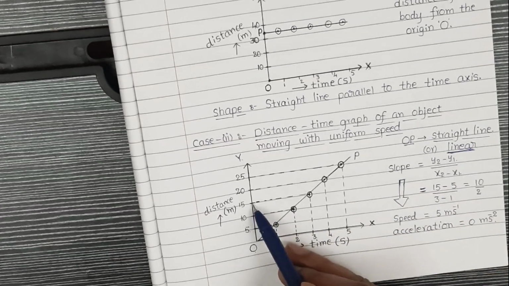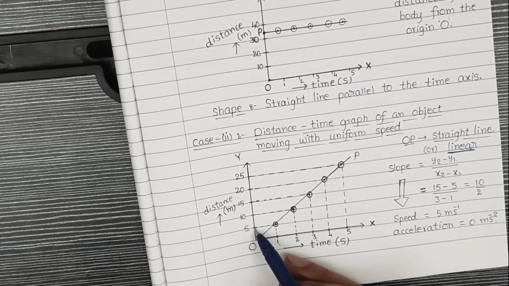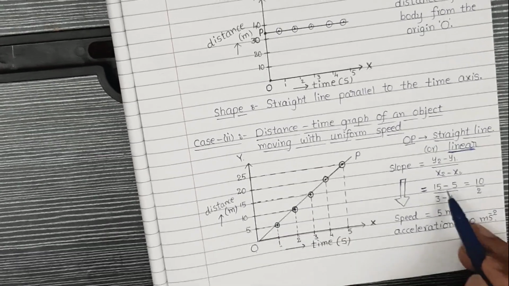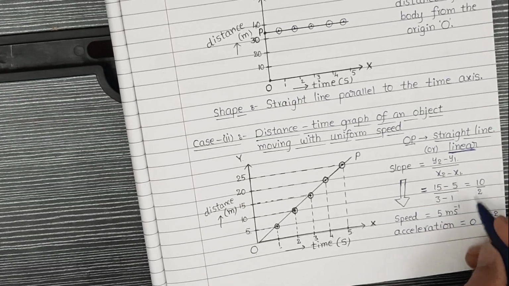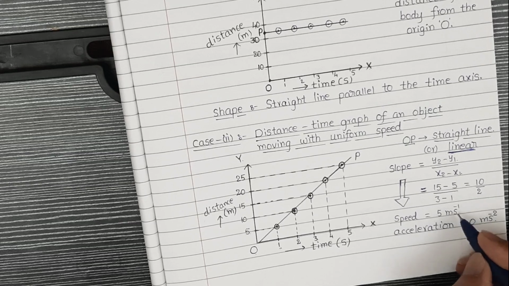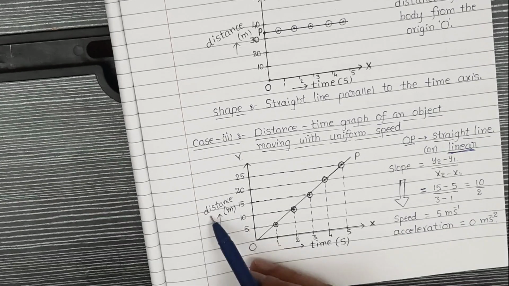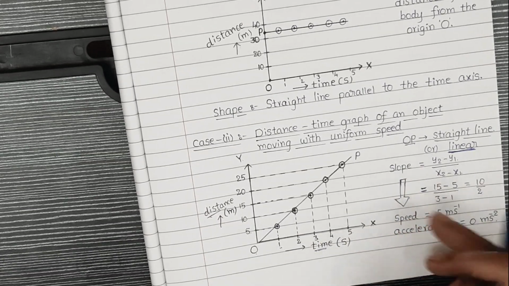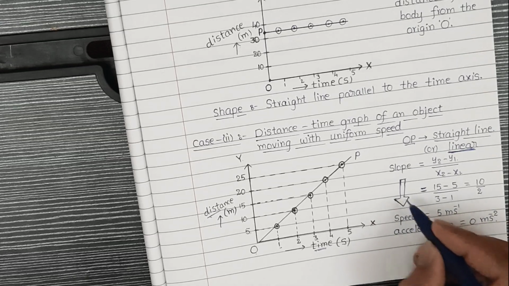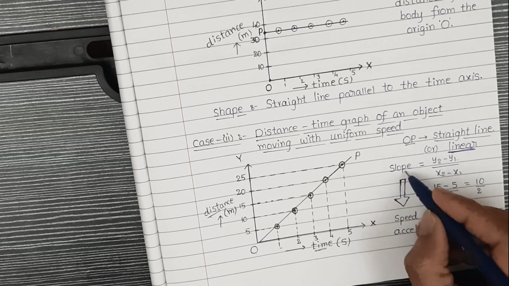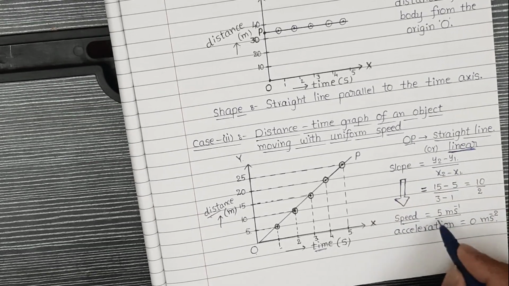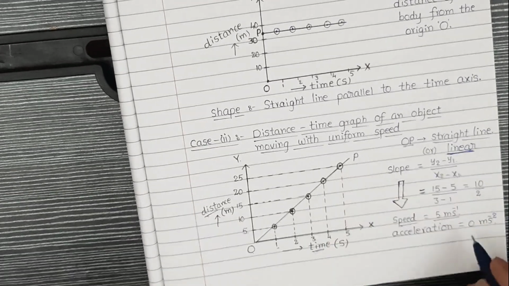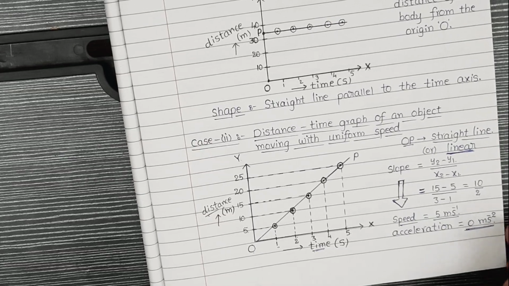So y2 is 15, y1 is 5. The corresponding x2 value is 3 and the corresponding x1 value is 1. So y2 minus y1, 15 minus 5, by 3 minus 1, we get 10 by 2, which is 5 meter per second. If you see clearly, we are dividing distance by time. Obviously the slope, distance by time, is nothing but the speed of the body, which is 5 meter per second. If you calculate the acceleration here, because the speed is not changing, acceleration becomes 0 meter per second square.